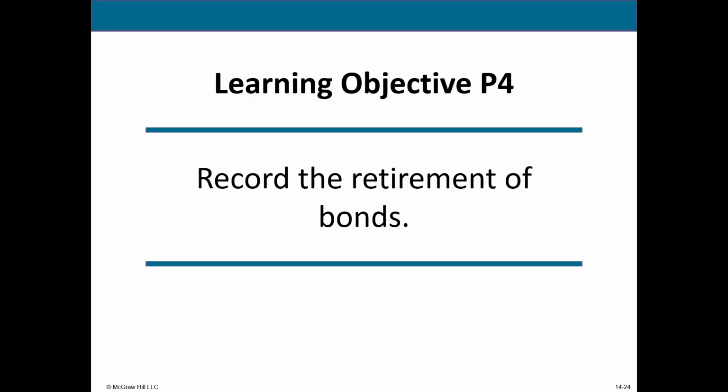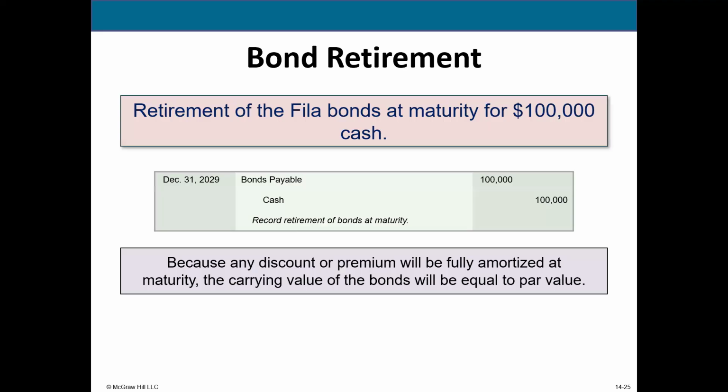at the end of the bond's useful life, or we say we're retiring the bond, that simply means we're repaying its face value at maturity. So regardless of the discount or the premium, we need to retire the bond at maturity. So when the bond matures, we're simply paying out the face value. So we debit bonds payable and credit cash for the 100,000.